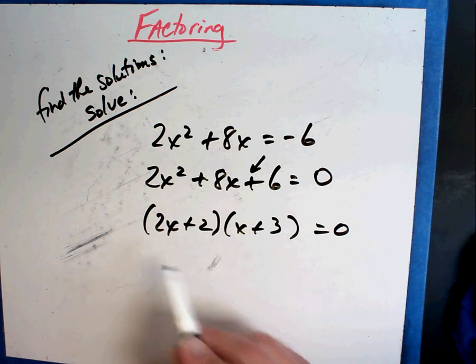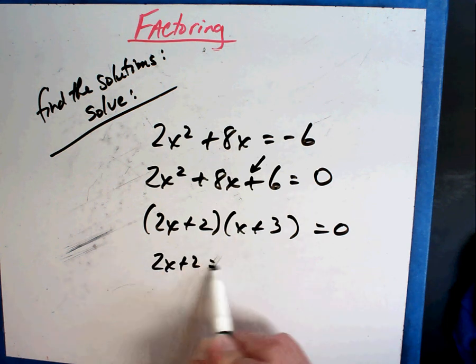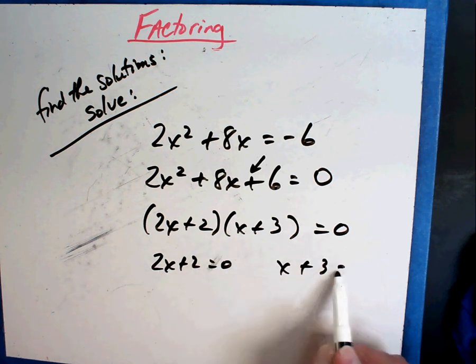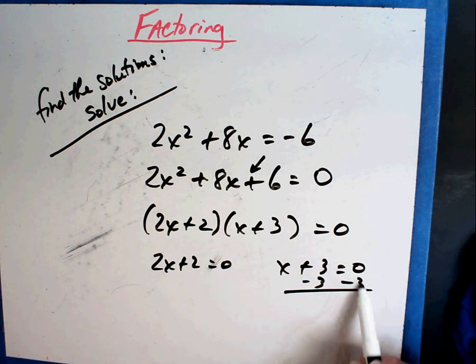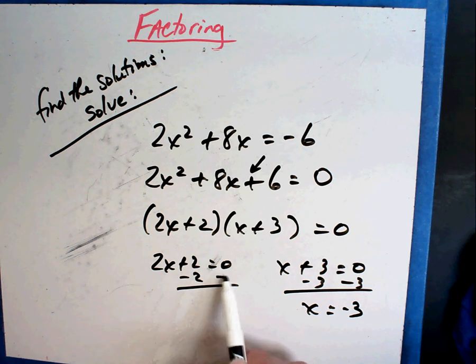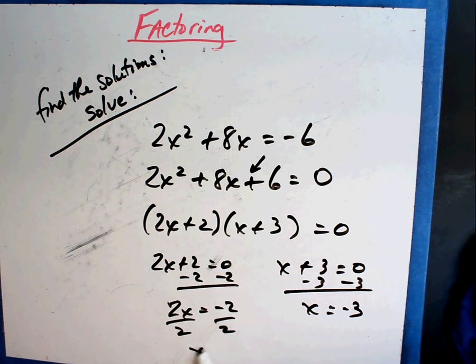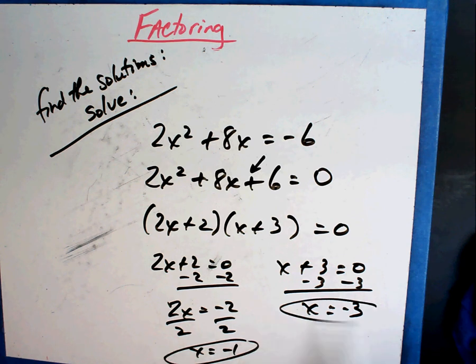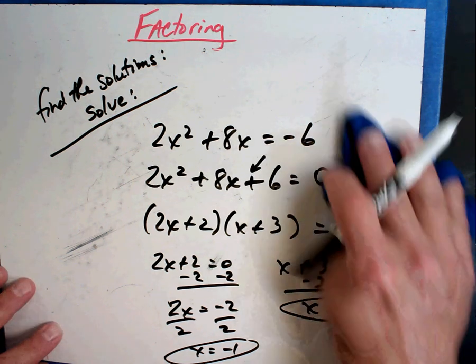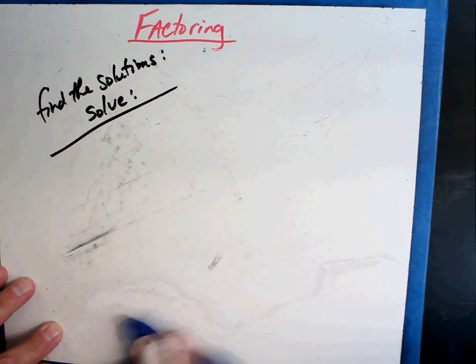So now I'm going to set 2x plus 2 equals 0, and x plus 3 equals 0. X equals minus 3 on that side. On this side, 2x equals minus 2. X equals minus 1. My two solutions, negative 1, negative 3. All right? Again, if I went too fast, go back and watch it again. Do it with me. That's how you solve that.